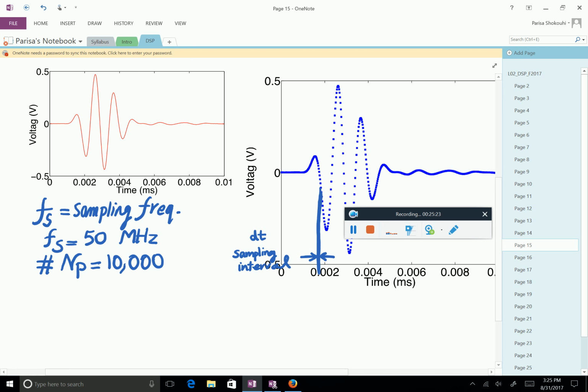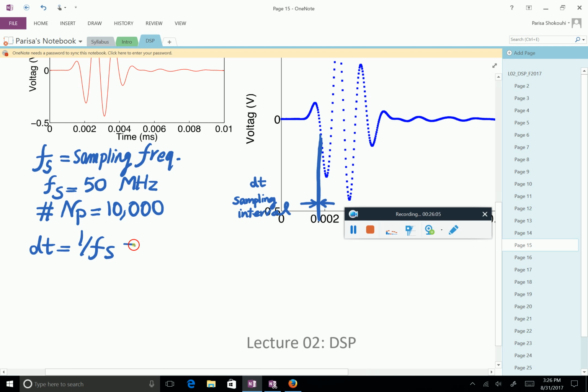Now, what's the relationship between this sampling frequency and sampling interval? If my sampling frequency is 50 megahertz, what is the distance between two neighboring points in the signal? Ryan? Exactly, it's just the inverse. Don't be afraid, this is nothing hard right now. So in this case, it's 1 over 50 megahertz, so it's 0.02 microsecond.